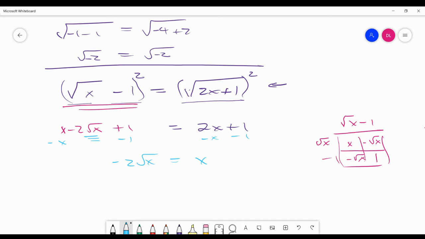So now at this point, since nothing's really attached, I can square both sides. So if I square both sides, I get negative 2 squared, and I get the square root of x squared, and I get x squared. Yeah, these are a little bit longer. So I get negative 4 square roots of x. Oops, not square roots of x. Let me go backwards here. Negative 4x equals x squared.